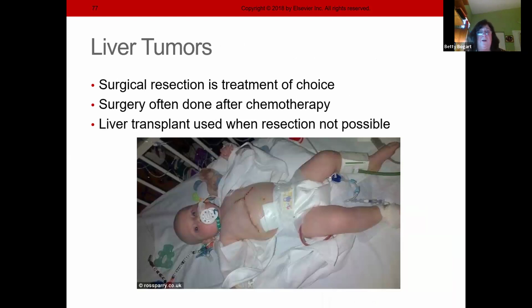Liver tumors, remember we have a couple lobes in the liver, so you take out the lobe and they usually do really well.